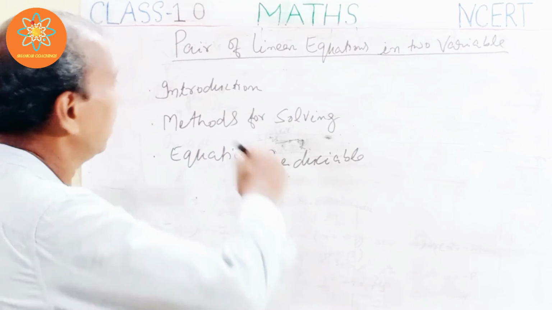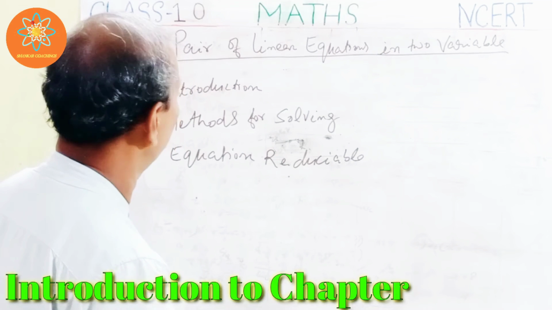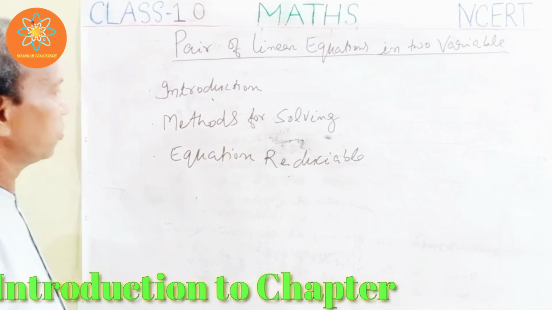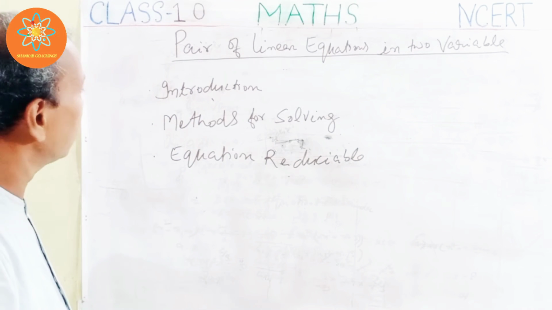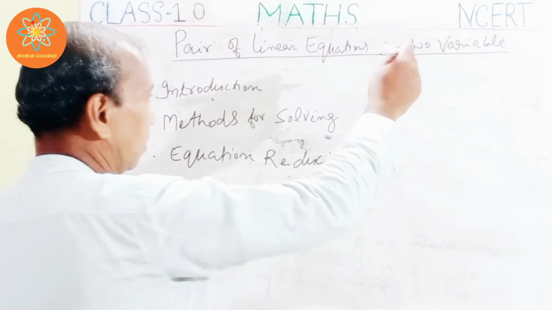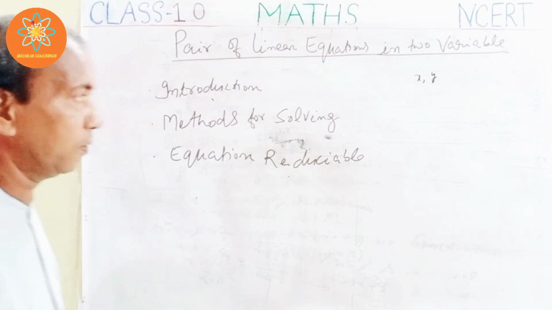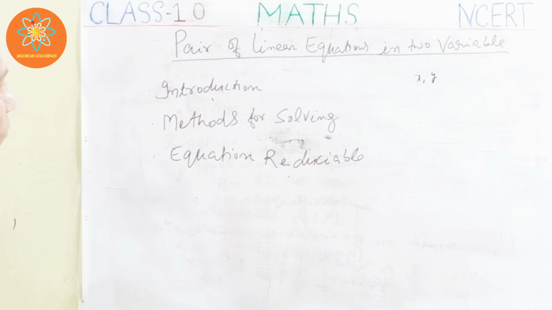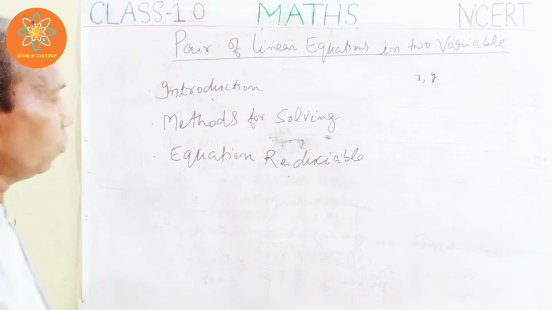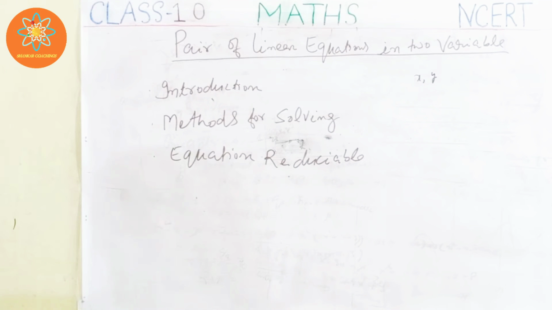So, the chapter is pair of linear equations in two variables. I will discuss the introduction first. In this introduction, we have two variables, that is your x and y. So if I take these two variables, the power will be 1.